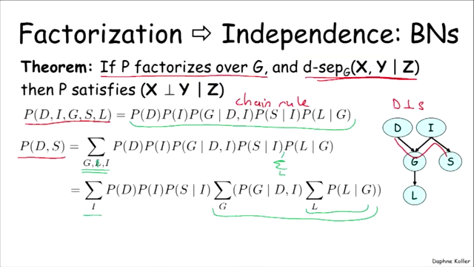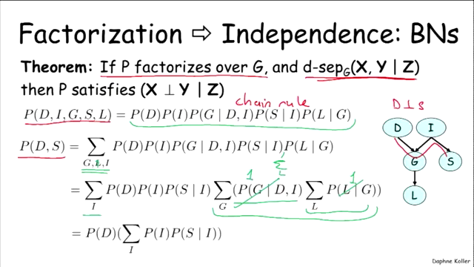And what do we know about the summation over L of P of L given G? We know that this is a probability distribution over L, and therefore it necessarily sums to 1, because we're summing up over all of the possible values of L. Once this term is 1, we can look at the next term, which is the sum over G of the probability of G given D and I, and that too is 1.